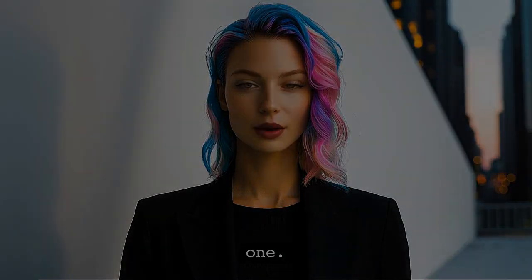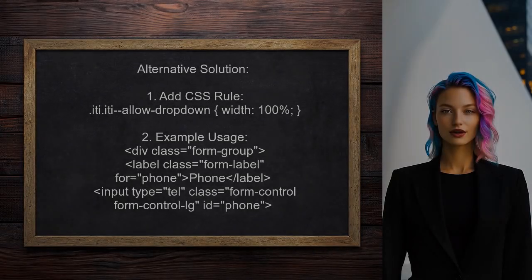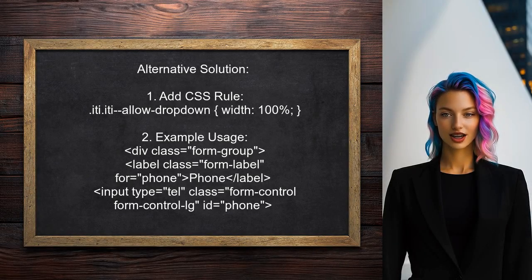Let's explore another one. An alternative solution provided by another user suggests adjusting the width of the input element by adding a specific CSS rule. They recommend using the class iti.iti--allow-dropdown and setting its width to 100%. This approach works well when the intlTelInput is integrated within a Bootstrap form group.